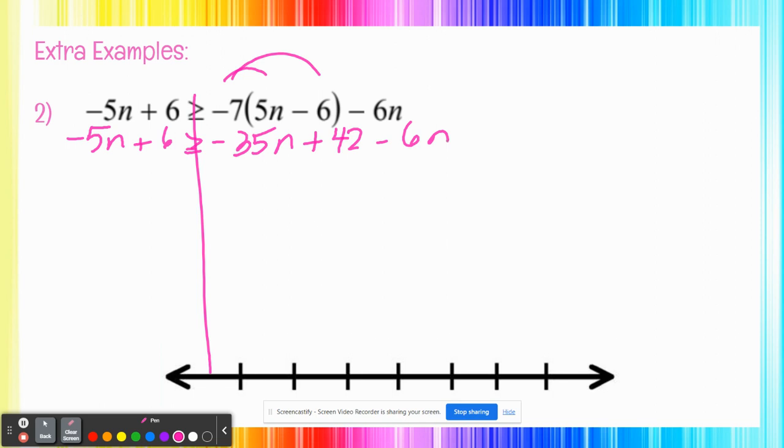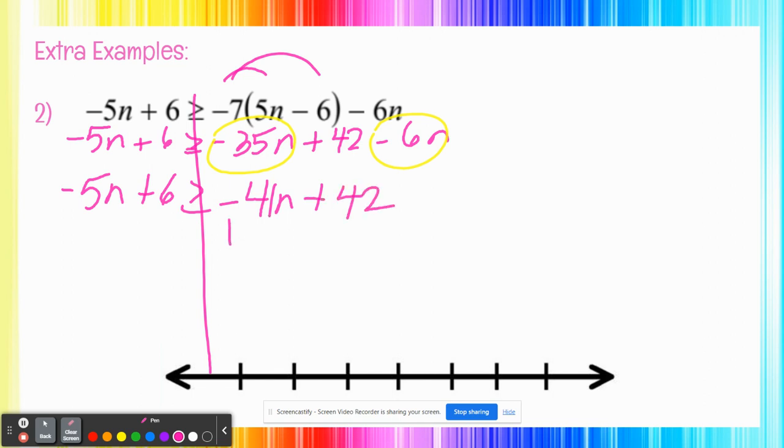Okay, so I need to go ahead and I'm going to actually on the right, since I have two things, combine my like terms, and then I'll start moving things over to the opposite sides. Bring down negative 5n plus 6 is greater than or equal to, and I'm going to combine those to get negative 41n plus 42. Now I'm ready to move my constants and variables together. So that will give me positive 41n.